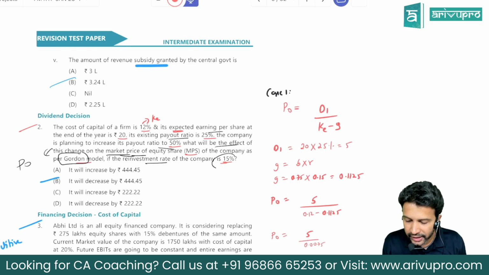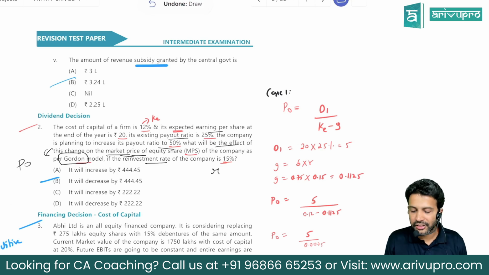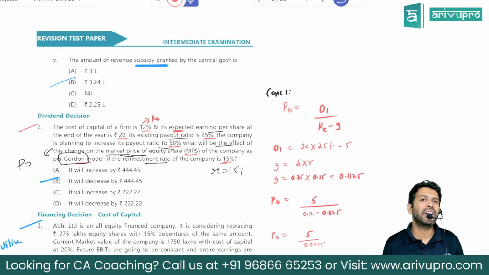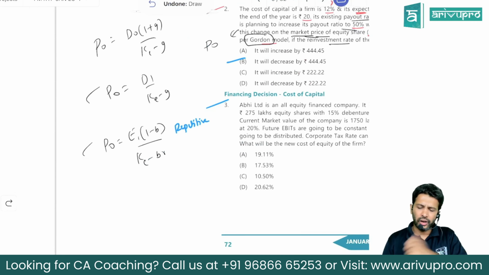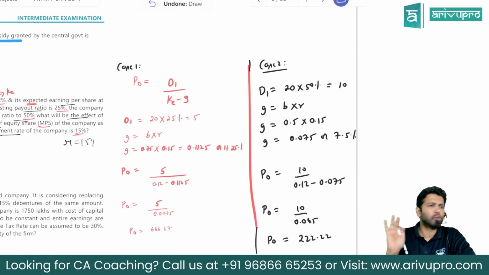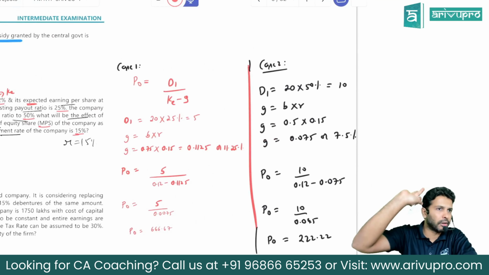Okay, reinvestment rate is 15%. That reinvestment rate is nothing but your R. R is given to be 15%. You have a choice. You can use this or you can go for that. I think in the solution they took D1, so I also put it up as D1. If you want, you can use that formula also.